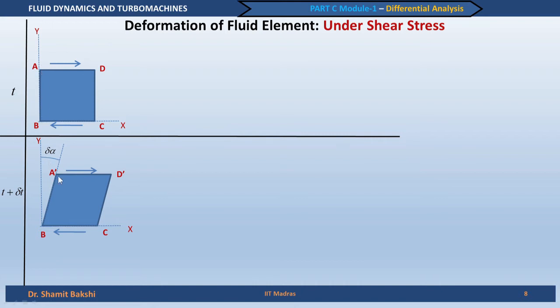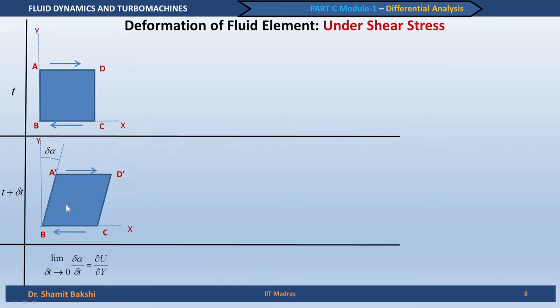So A moves to a new position A prime and D moves to a new position D prime. Now, if we consider these two times and try to find an expression for the rate of deformation, at the time t plus delta t it is deformed, and we have the deformation written in terms of delta alpha. This delta alpha deformation has taken place over a time delta t, and we can find the rate of deformation by taking the limit of delta alpha by delta t as delta t tends to 0. We saw in our first lecture, in the first week, that this can be written as a derivative, del u by del y.